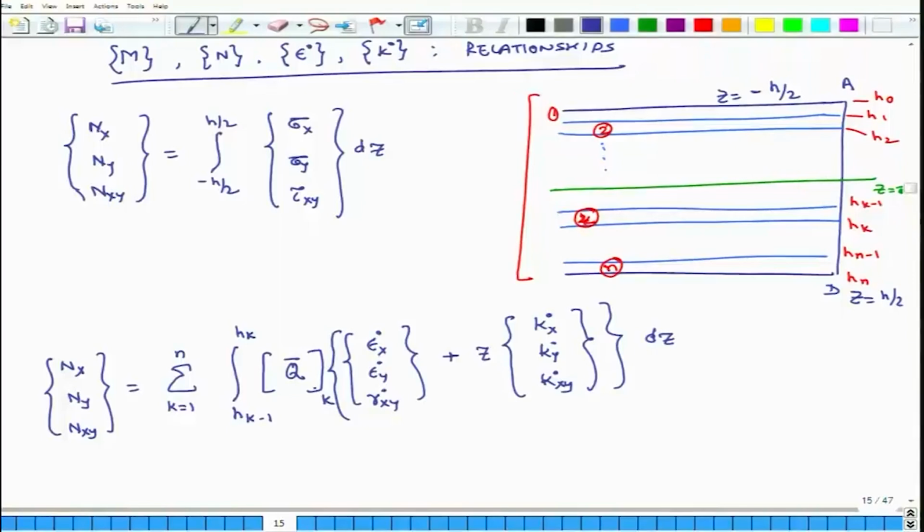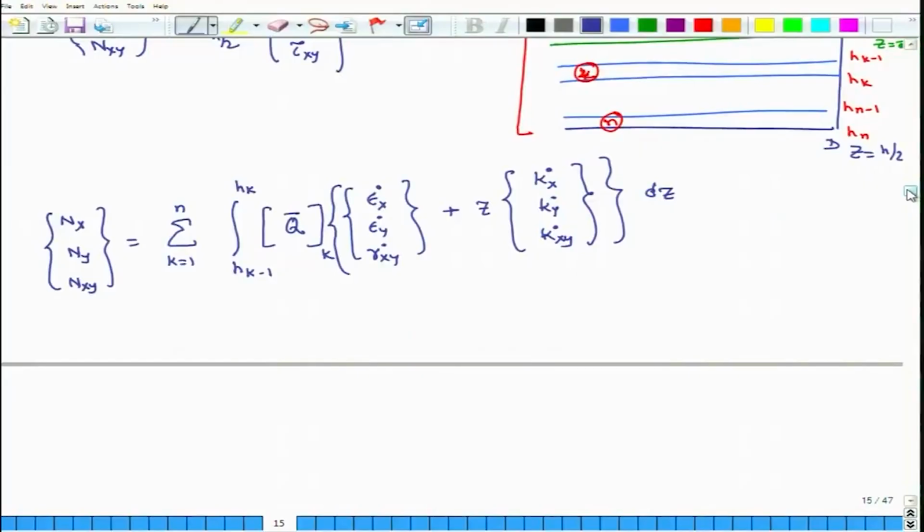And this subscript k indicates that this is for the kth layer, Q bar is for the kth layer. So, this is what I get. And this entire integration is happening over the variable z. Now, we know that epsilon x naught, epsilon y naught, gamma xy naught do not change with z, and kx, ky, kxy do not change with z. Also within a layer Q bar is constant, because I am integrating layer by layer. So, within a layer the only thing involved in integration is z.